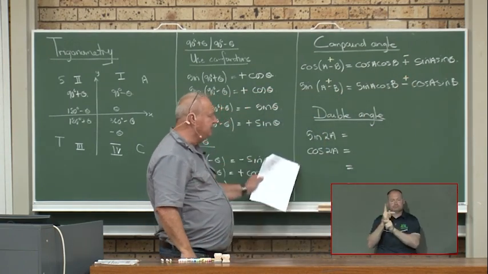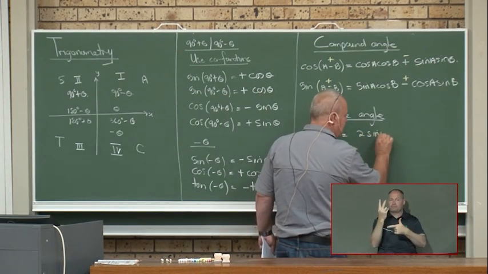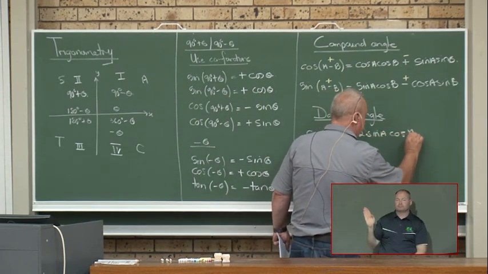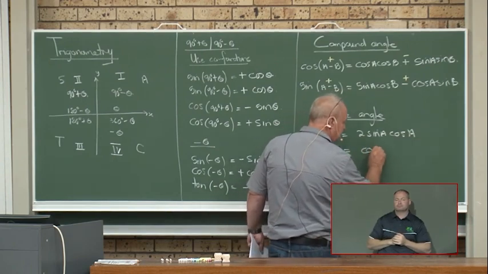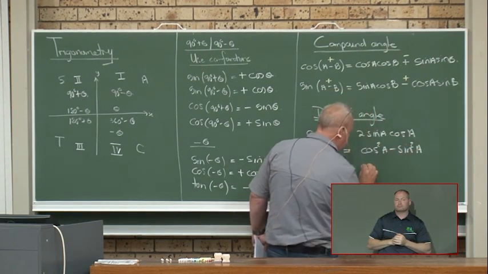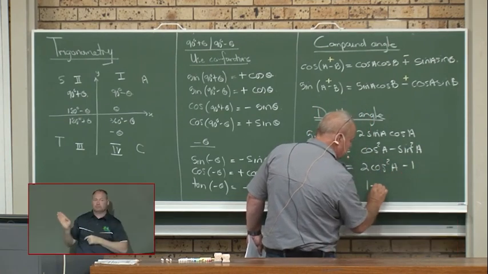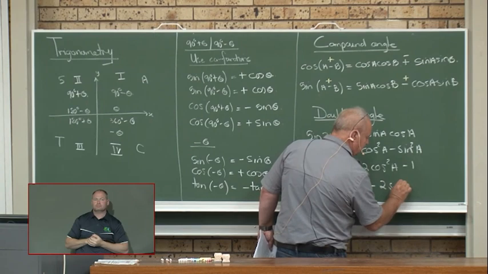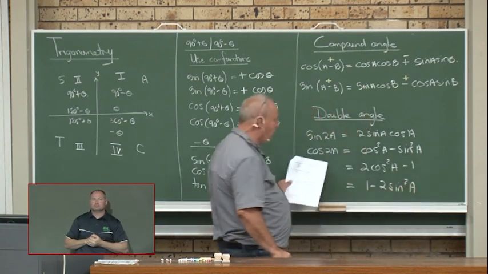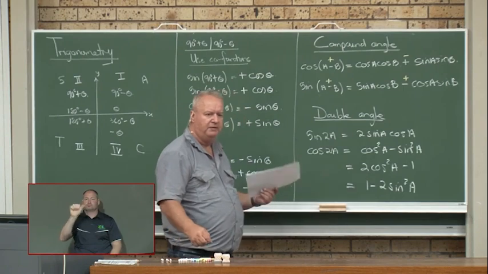Now, in this case, the double angles: the sine of 2A is 2 sine A cos A. The cos of 2A is cos squared A minus sine squared A. It's also equal to 2 cos squared A minus 1. It's also equal to 1 minus 2 sine squared A. So therefore, there are three formulas for the cos of 2A, but there's only one formula for the sine of 2A.